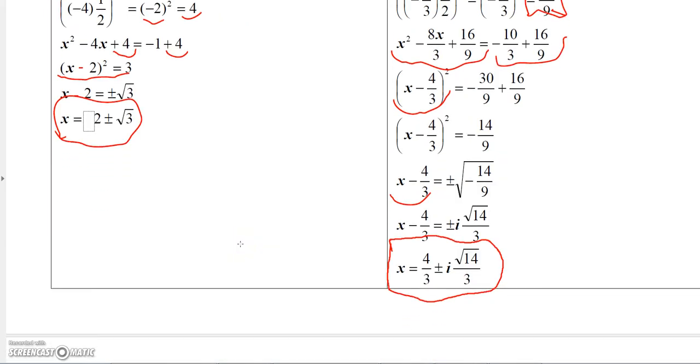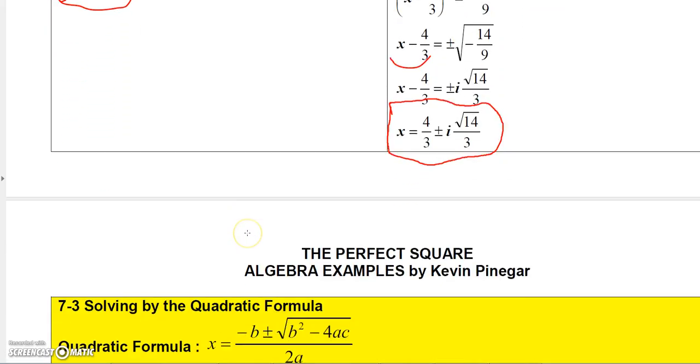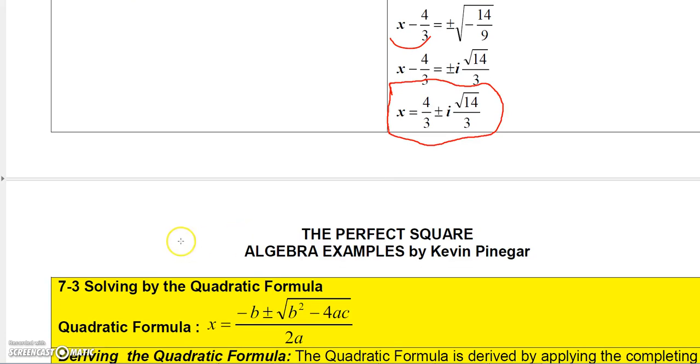So in the next section, I'm going to talk about the quadratic formula and how to solve quadratic equations using this quadratic formula.